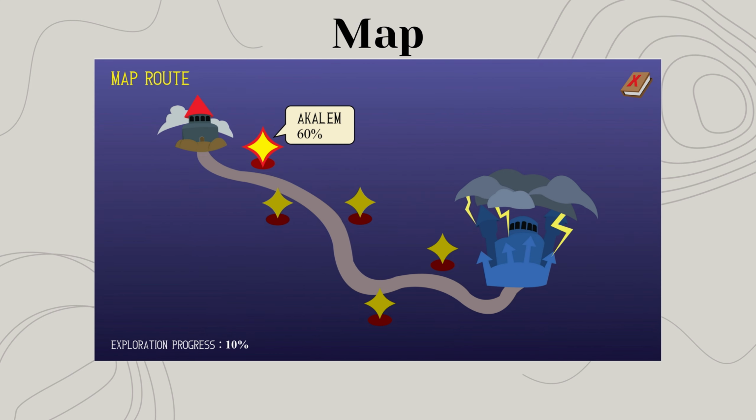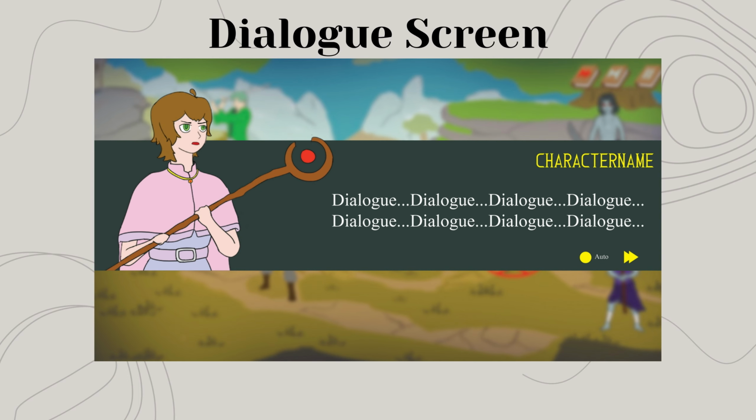Next is the map UI. To progress in the game, players need to explore the map to collect spells and recruit a party. Player exploration progress is tracked. Before entering combat related to the story, a dialogue screen will first show. Players can choose to set the dialogue to autoplay or skip it and proceed to combat.